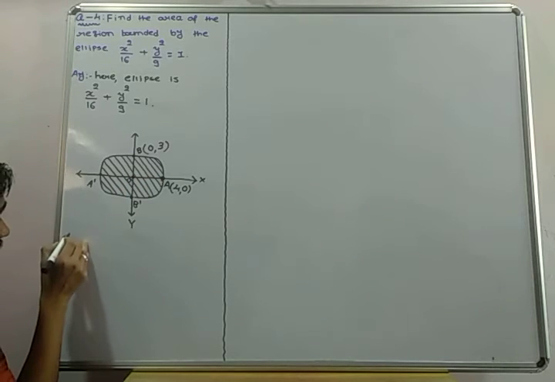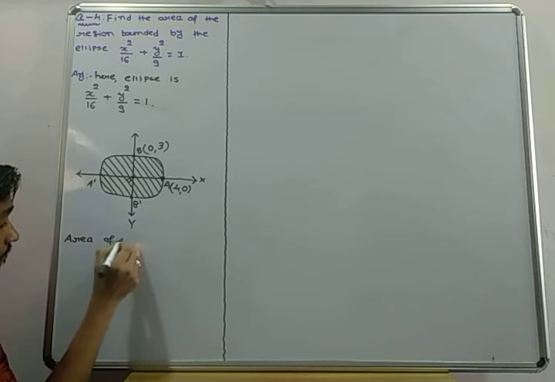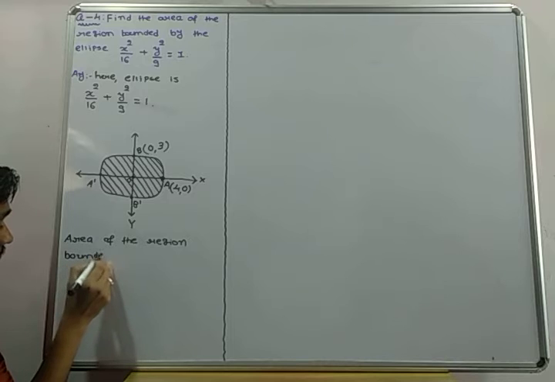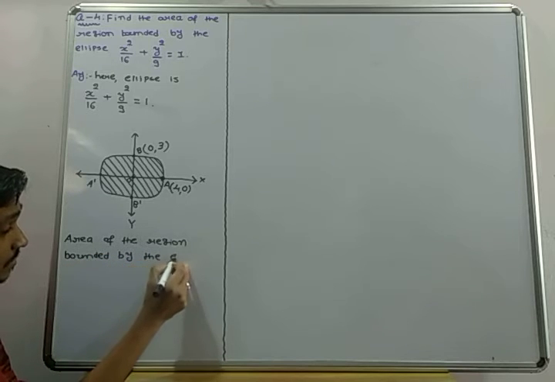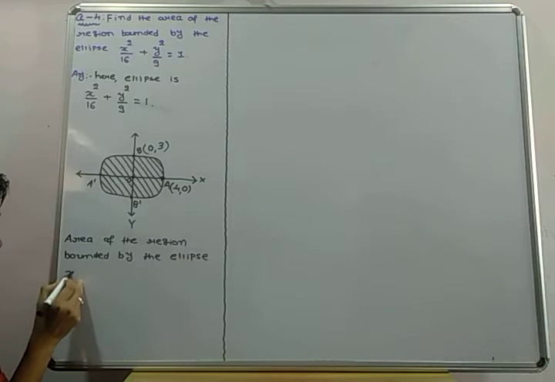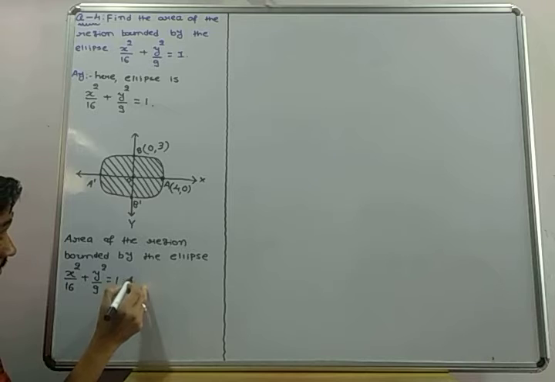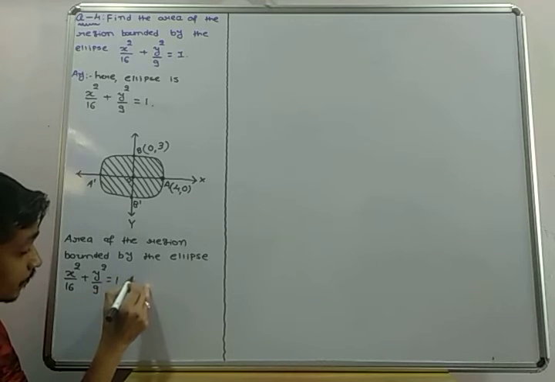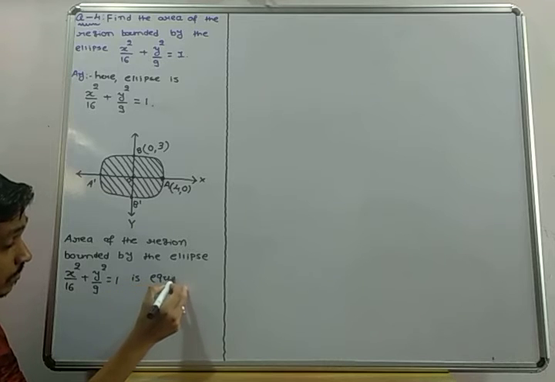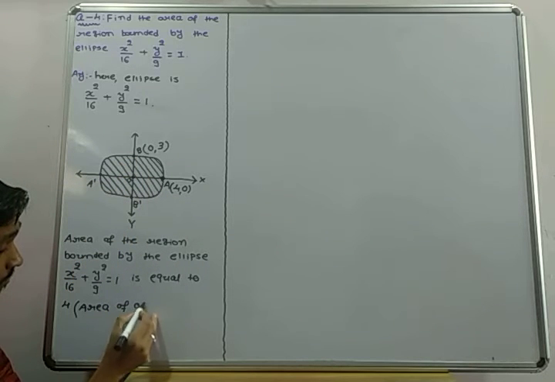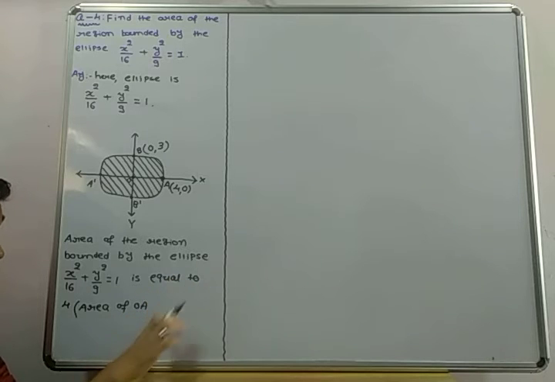The area of the region bounded by the ellipse x square by 16 plus y square by 9 equal to 1 is equal to 4 into the area of OABO. Okay. Now area of OABO.